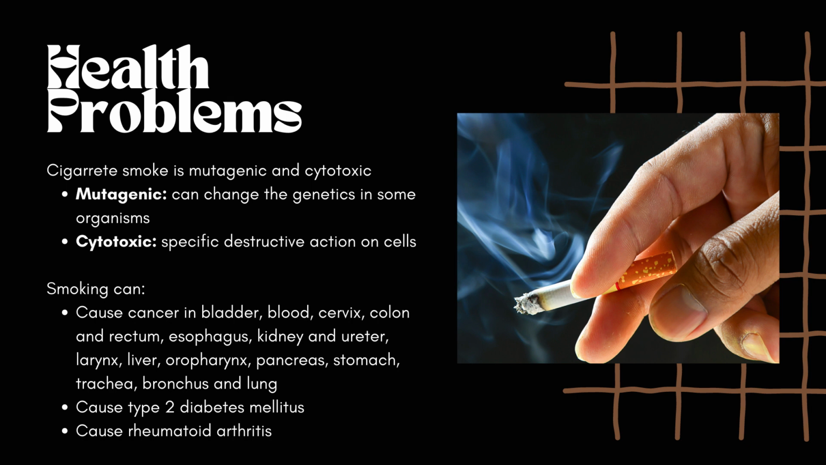Cigarette smoke is mutagenic and cytotoxic. Mutagenic means that they can change the genetics in some organisms, while cytotoxic substances usually have specific destructive action on cells. Some of the adverse effects of smoking include causing cancer in many places such as the bladder, blood, cervix, colon, rectum, esophagus, kidney, ureter, larynx, liver, oropharynx, pancreas, stomach, trachea, bronchus, and lungs.